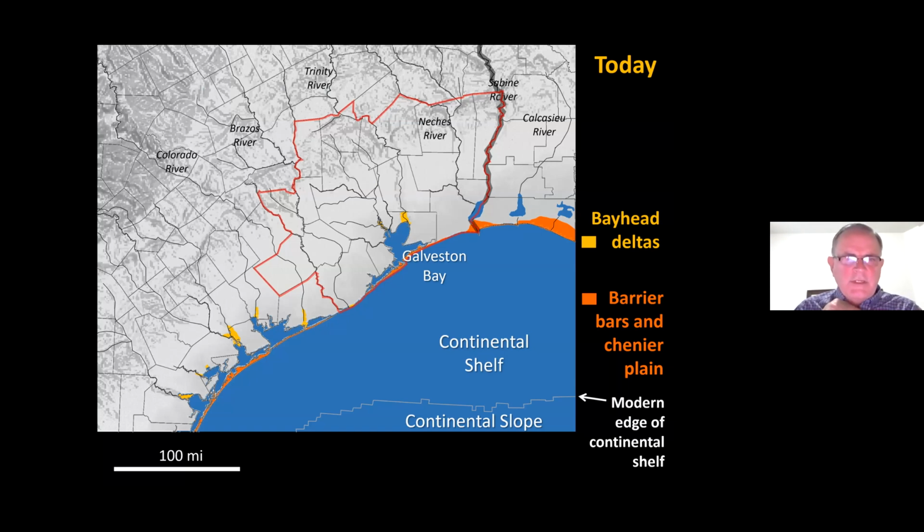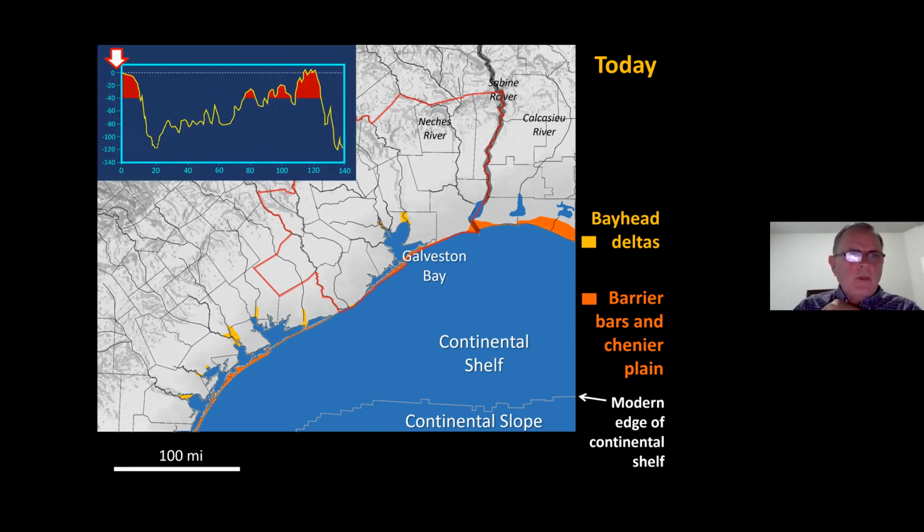Okay, so here we are today, and what I've highlighted in orange along the coast are a string of barrier islands and Chenier Plain in Louisiana. It's a very, very quiet coast. Geologically, not a lot going on. If you look at the yellow pattern at the heads of the bays where streams come in, we have small bayhead deltas, not bringing very much sediment at all. It's a very quiet coast.